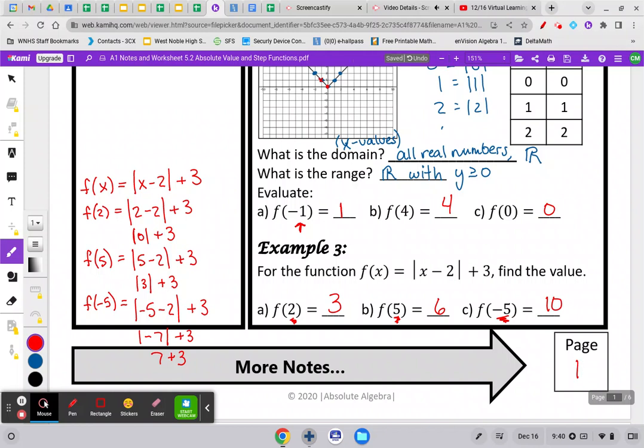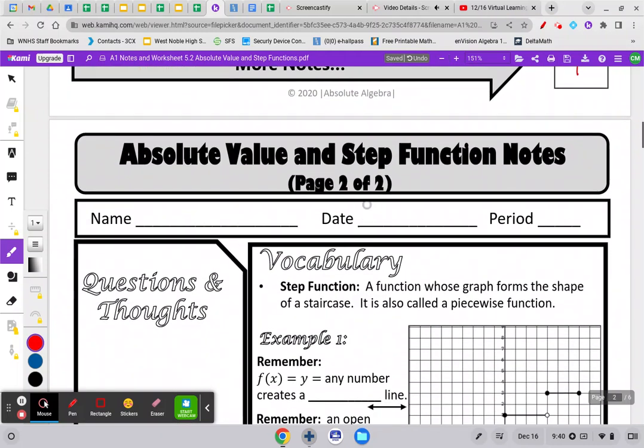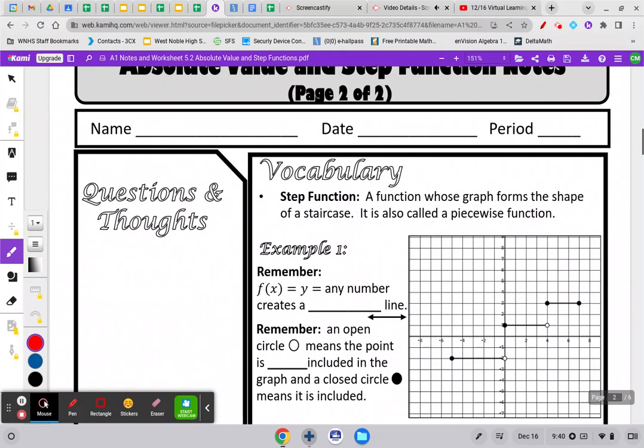Okay? So we do have more notes. We're going to go on to step functions. That's the very intro to absolute value functions. You'll be able to do those more and more readily as we keep practicing. And I'll give you some other tips and tricks that you can use as well.